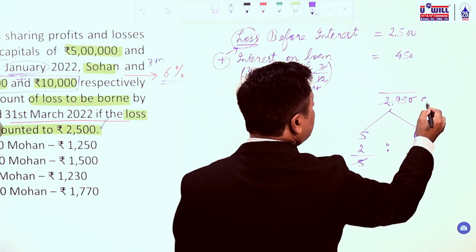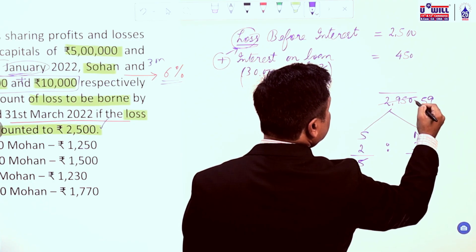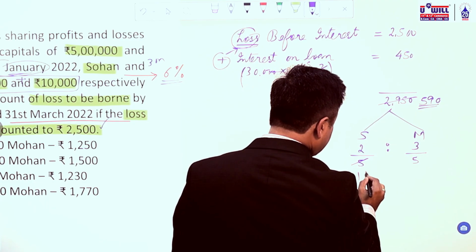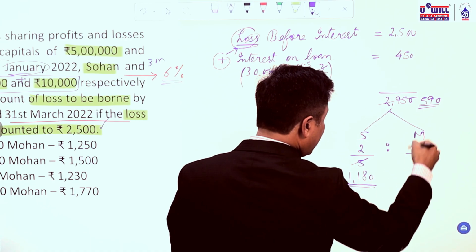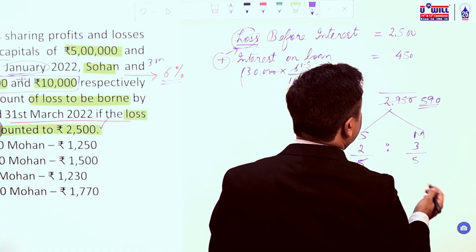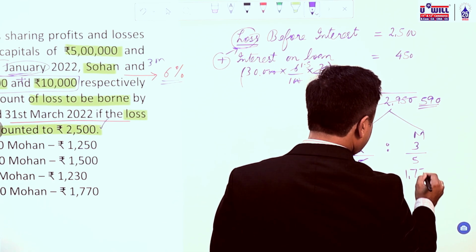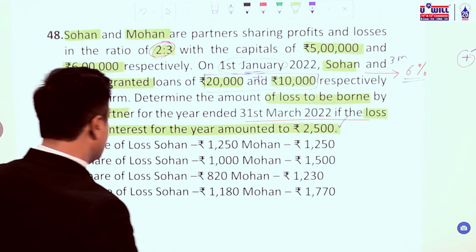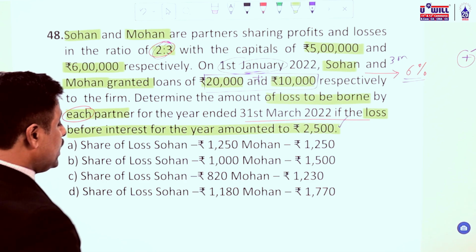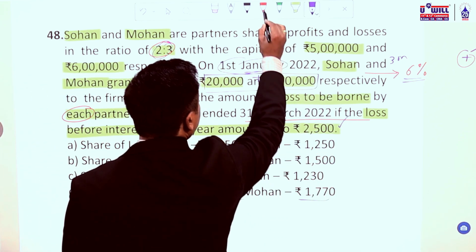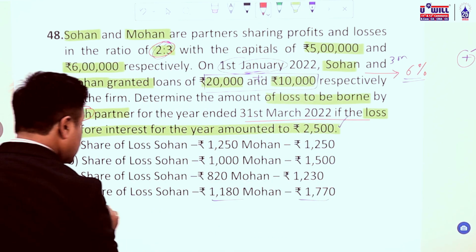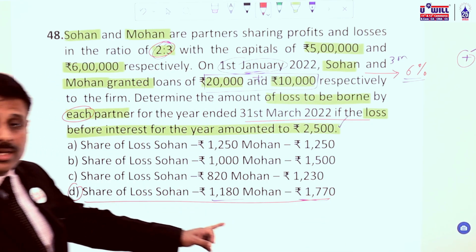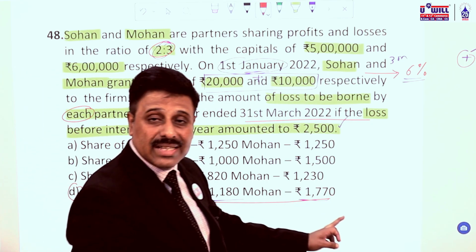First, 5 fives are 25, 5 nines are 45, so 590 per part. Now 590 multiplied by 2 is 1,180, and 590 multiplied by 3 is 1,800 minus 30, 1,770. So 1,180 and 1,770. The correct option would be option D. Share of loss of Sohan is 1,180 and share of loss of Mohan is 1,770.